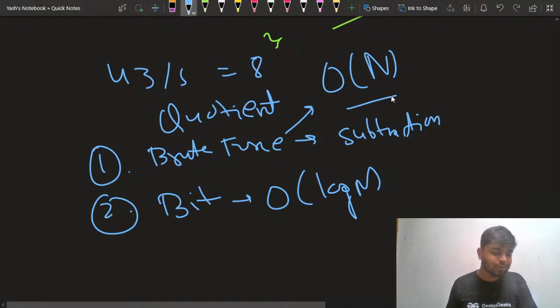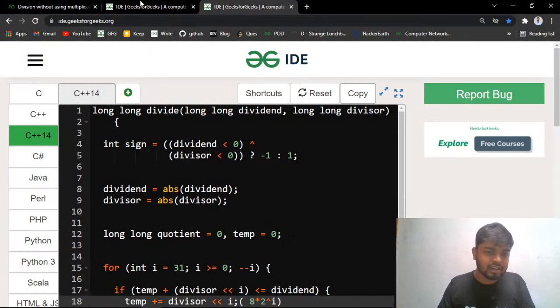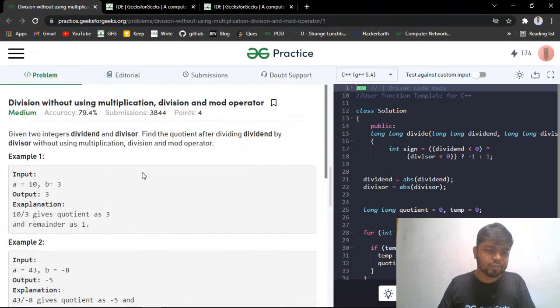Is everyone clear with the solution part? If in case you have any doubt, please ask it now. I am here for 1 more minute, so please ask your doubt if you have any doubt with this question.